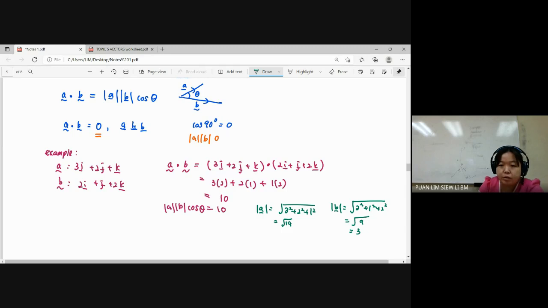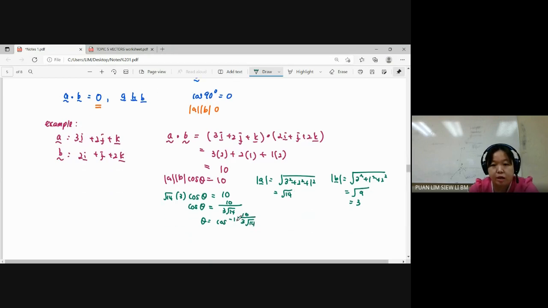So kalau saya masukkan sini, square root 14 times 3 times cos theta akan dapat 10. So cos theta akan dapat 10 per 3 square root 14. Then shift the theta. When you shift out the theta, then you can get your angle here. Betul tak? Double check, is it? Okay, help me calculate this.